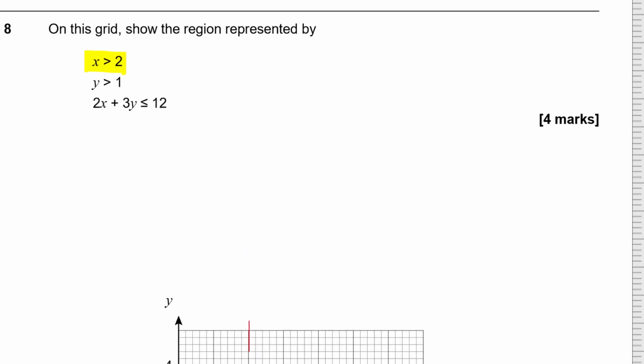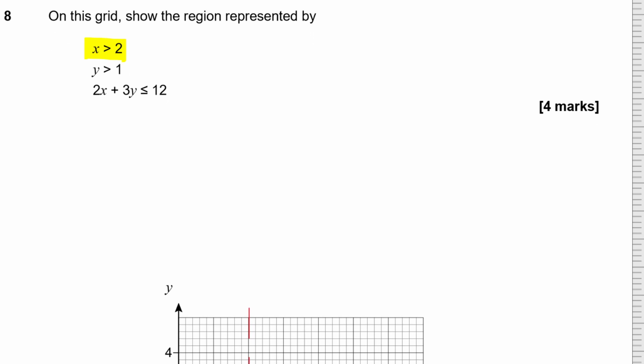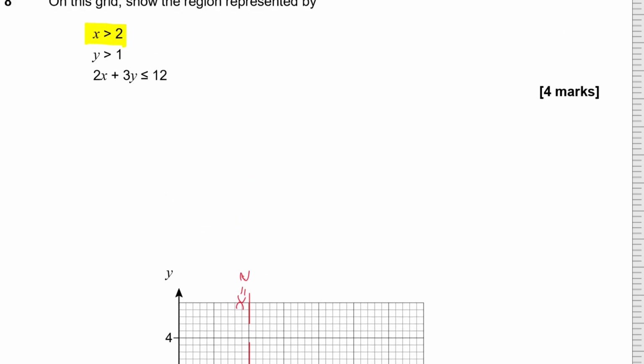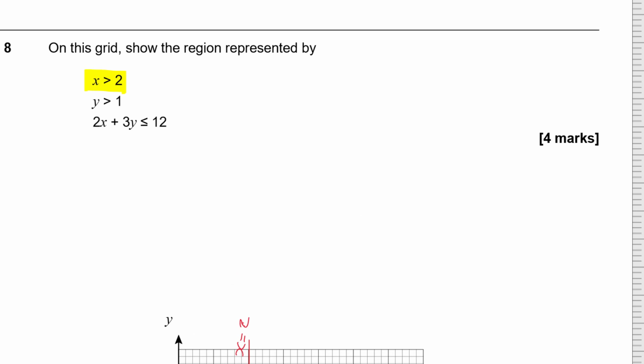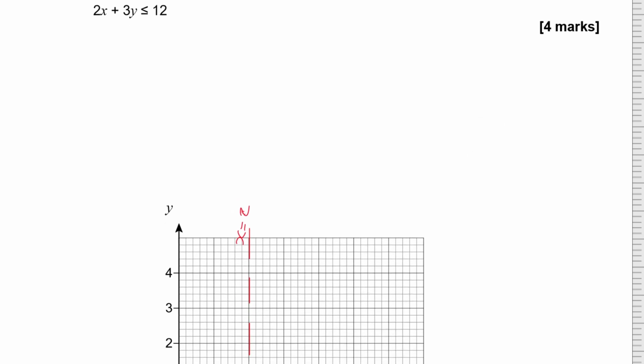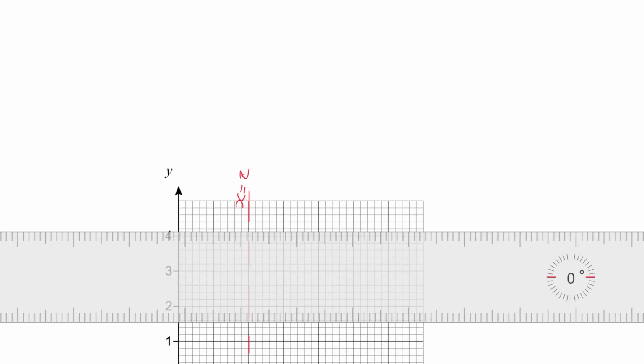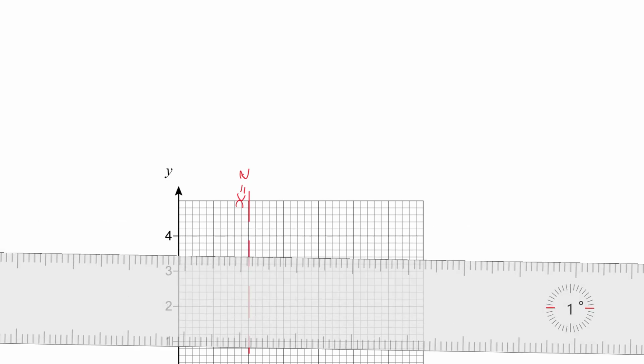So that's my line x equals 2. Okay, we'll worry about which side of the line we're looking for in a minute. Let's just draw the 3 lines themselves first. So y is greater than 1. Now I know the line y equals 1 is a horizontal line through the point y equals 1.